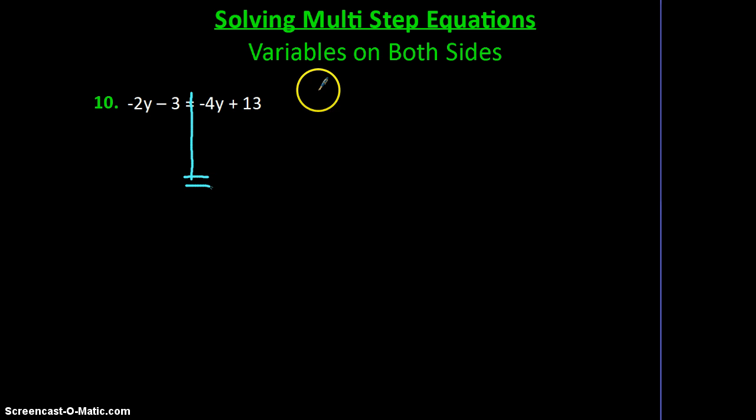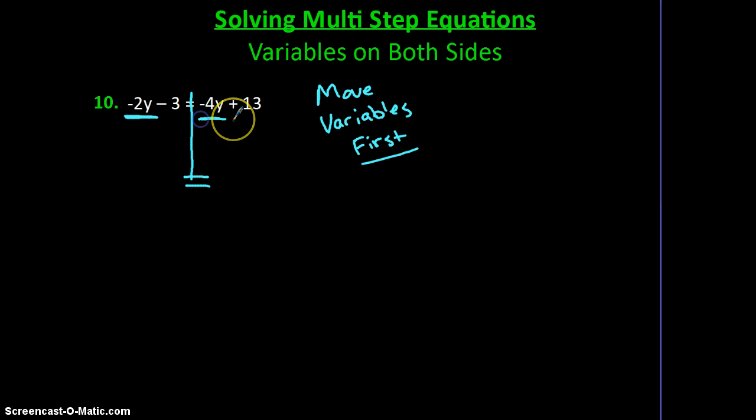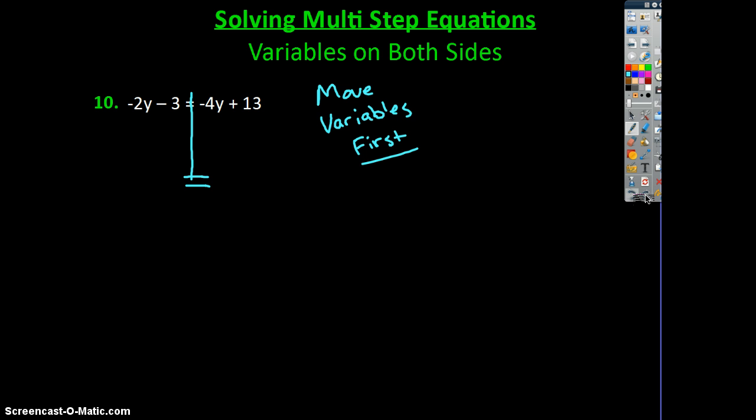First thing we have to do, again, this is review, but move your variables first. That is paramount. That's the first thing we have to do. In this case, you have two options. We either have the negative 2y here, or we have the negative 4y. And we have to make a decision of which one we want to move.